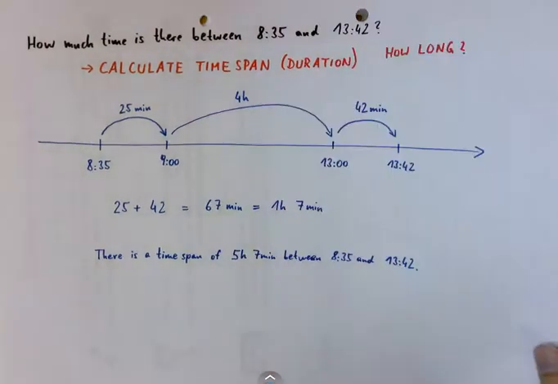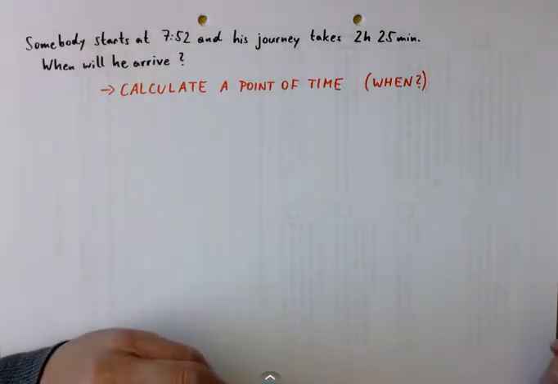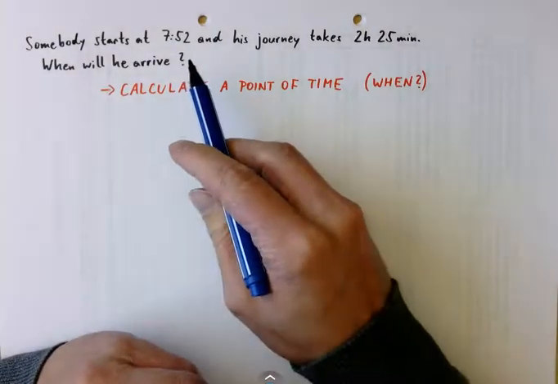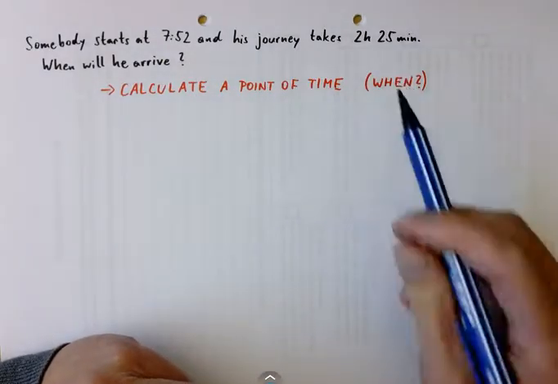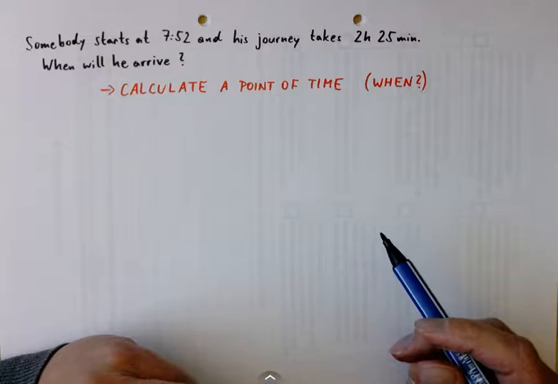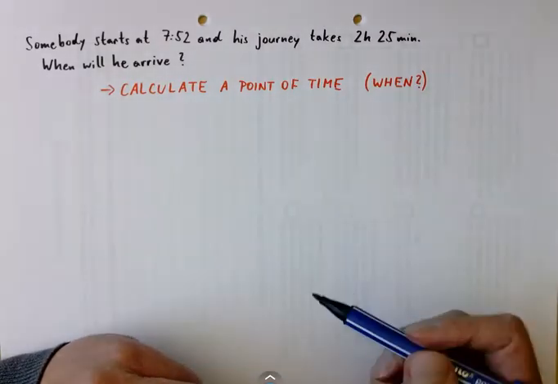Second task, calculate a point of time. So somebody starts maybe driving at 7:52, and his journey takes 2 hours and 25 minutes. When will he arrive? So a point of time, it's always the question when.